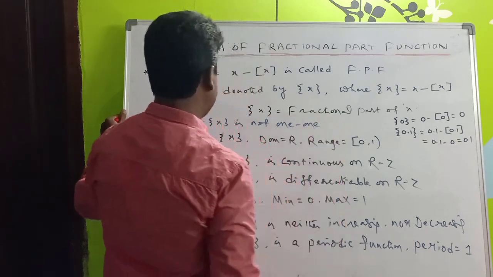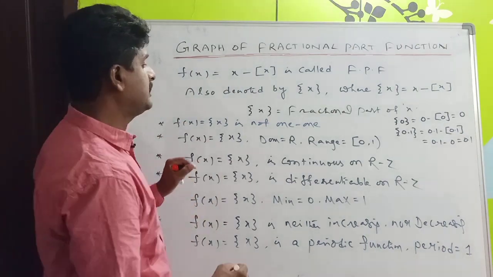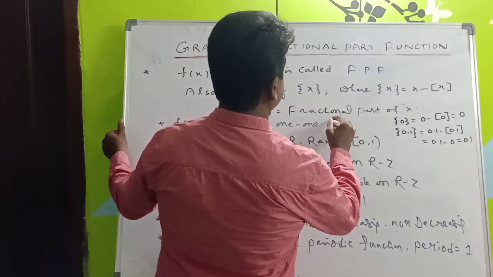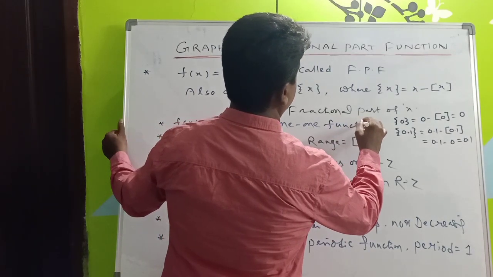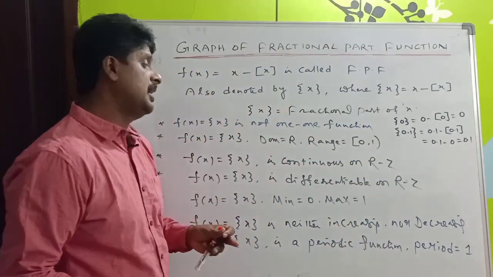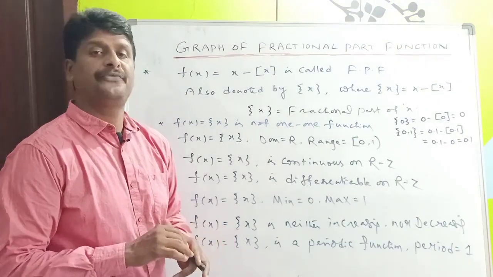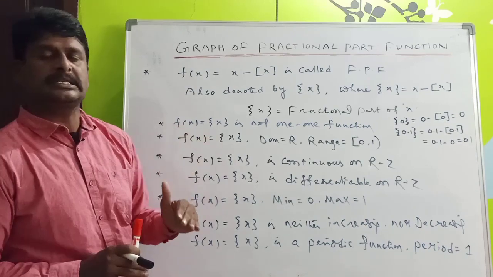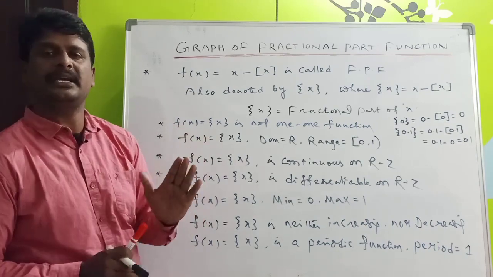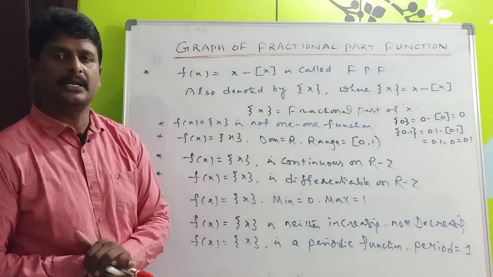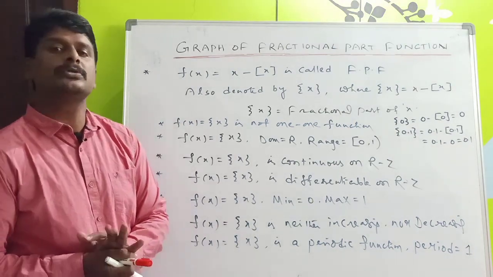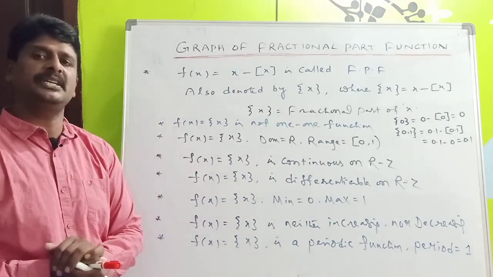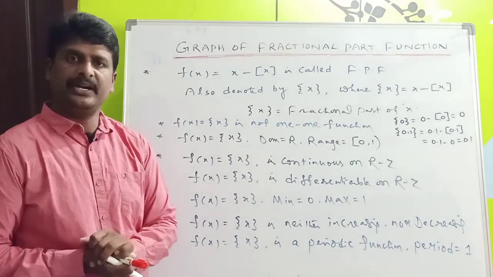How did we decide this? By drawing a line parallel to the x-axis so that it intersects at many points. It is not a one-one function. Okay? So these are the properties of the fractional part of x. The fractional part of x graph is always looking like straight line segments, whose slope is equal to 1, meaning whose inclination is 45 degrees.